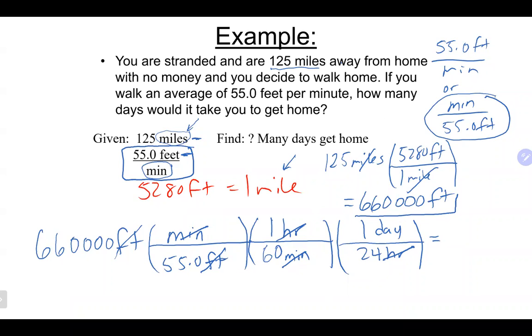So 660,000 times 1 times 1 times 1, basically, and hit equals. We're going to divide by 55, hit equals. Divide by 60, hit equals. Divide by 24, hit equals. And we end up with 8.33 days. All right, it's gonna be a long walk, right?